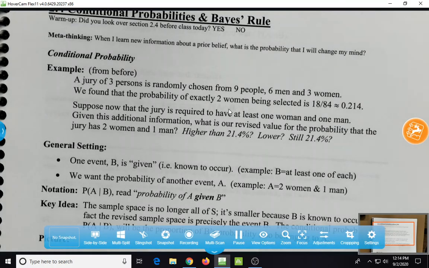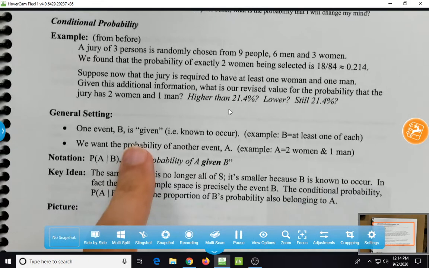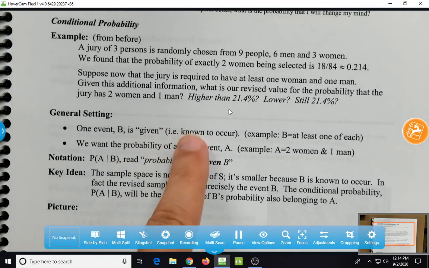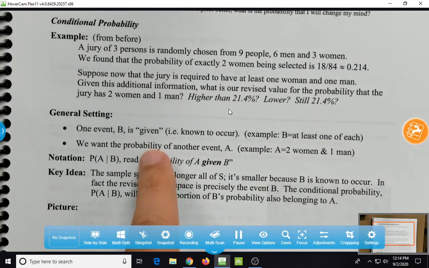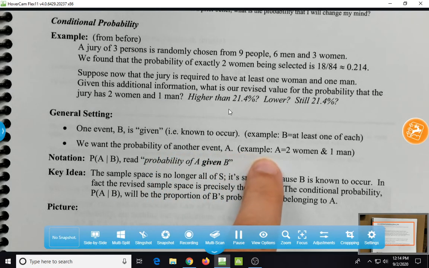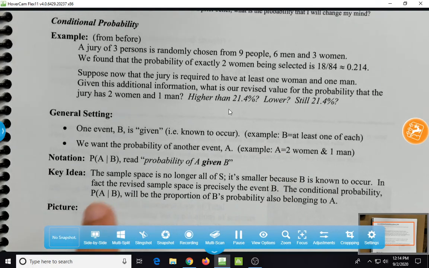All right. So this is the situation. One event is given that it's known to occur, in this case at least 1 of each, and we want to find the probability of another event, A equals 2 women and 1 man. So the notation here, and this is a big notation, is the probability of A given B.